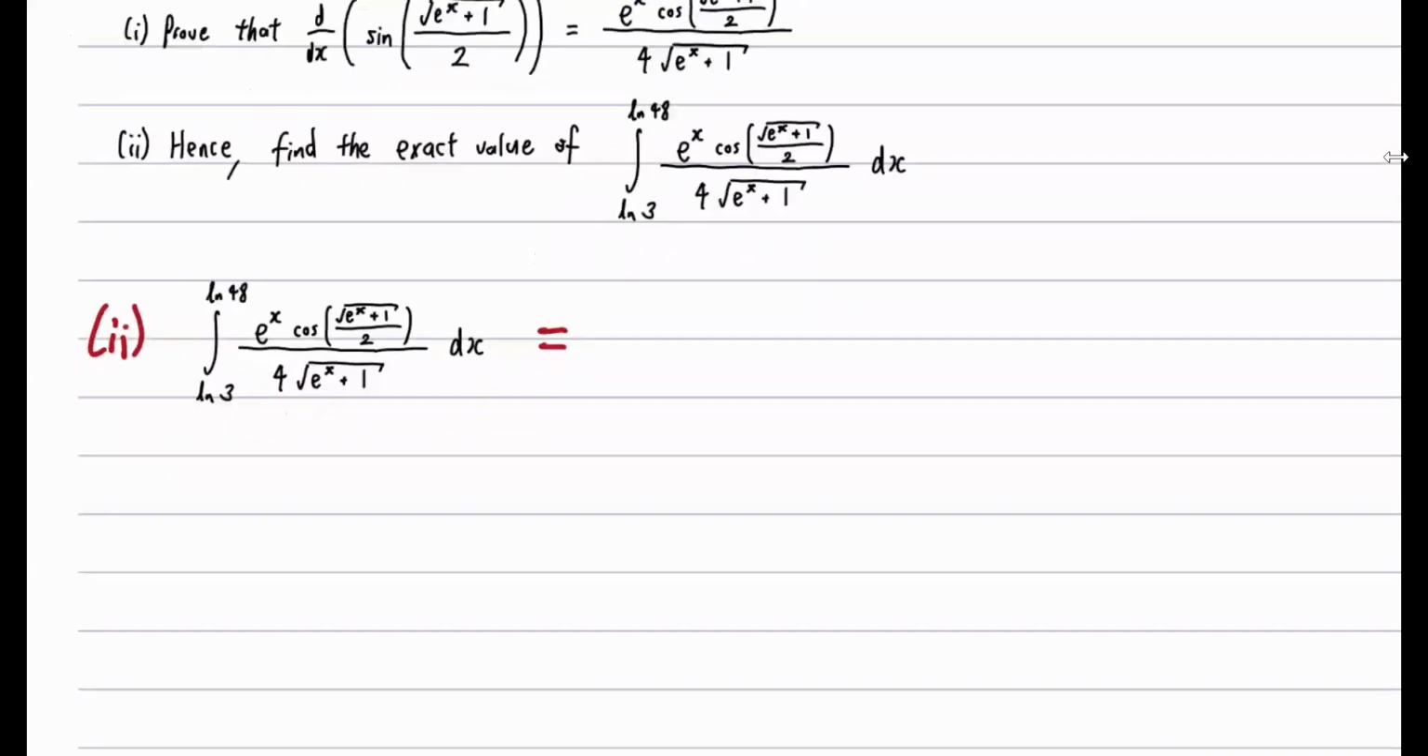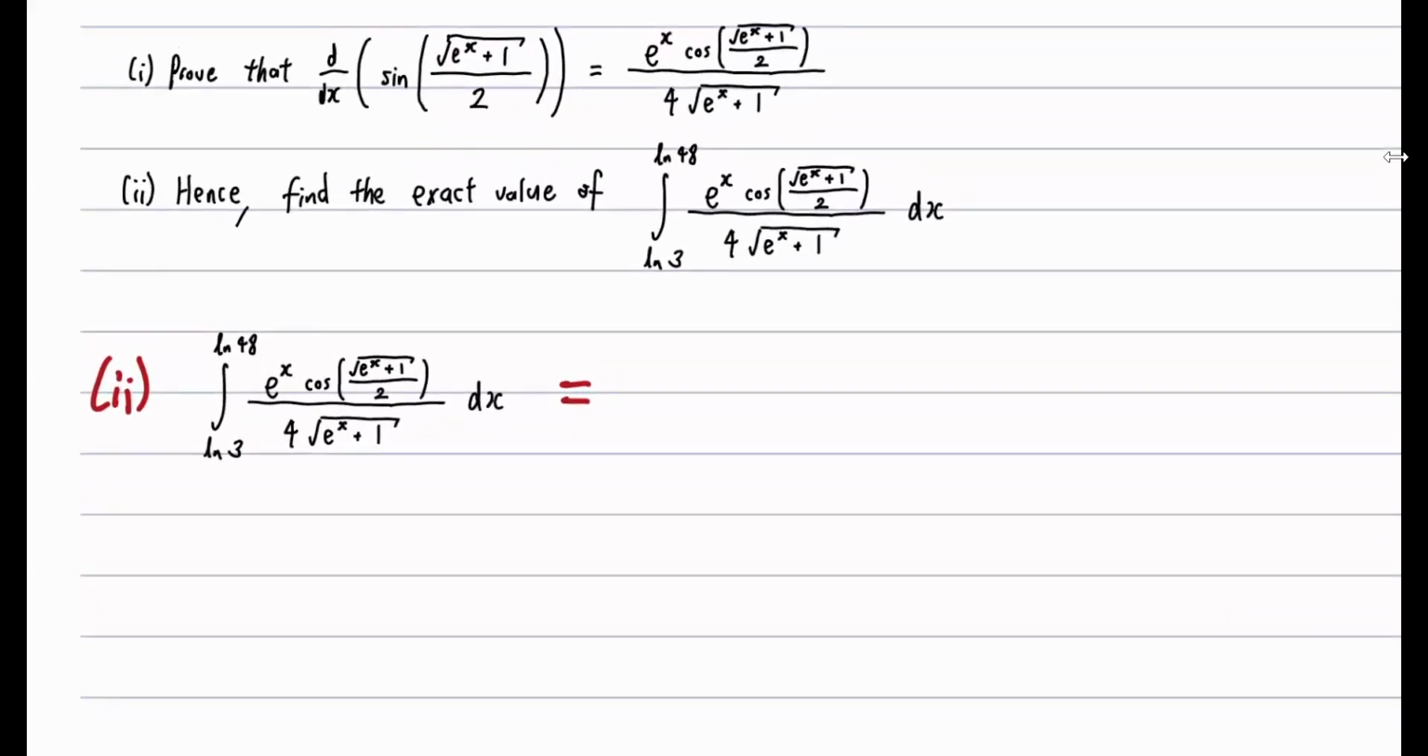So therefore, for part 2, this guy must be equal to what? Equal to square bracket, sine, bracket open, square root e power x plus 1 over 2, and then bracket close, square bracket, and then x equals to log 48. Okay, 48 on top and 3 below. Next.